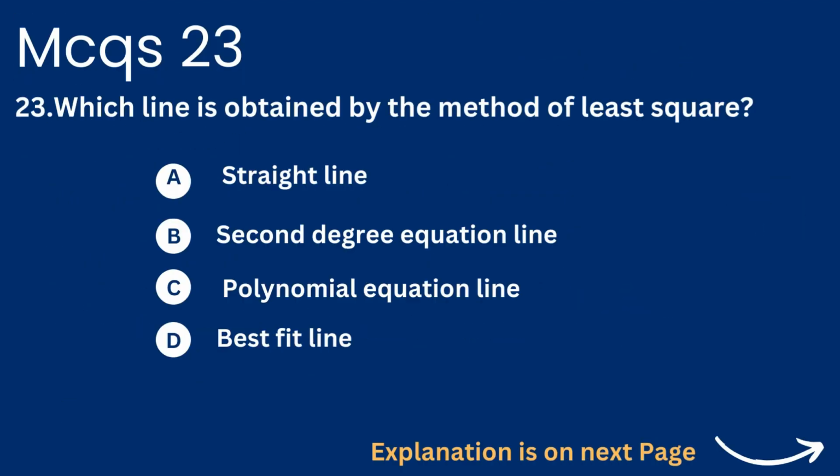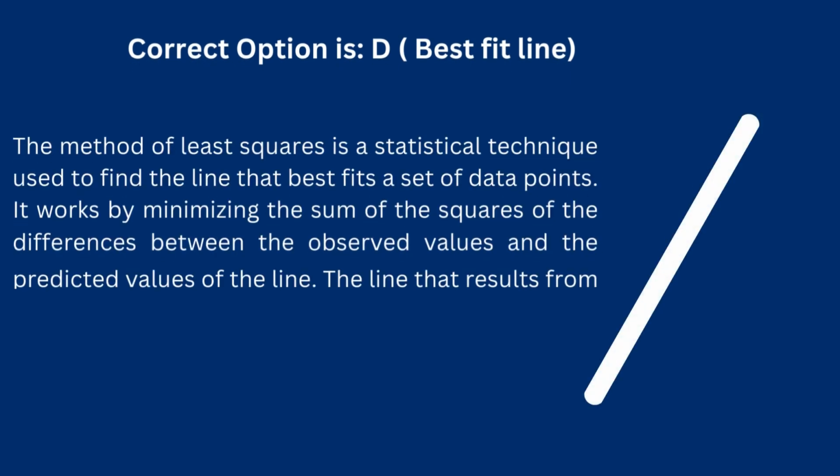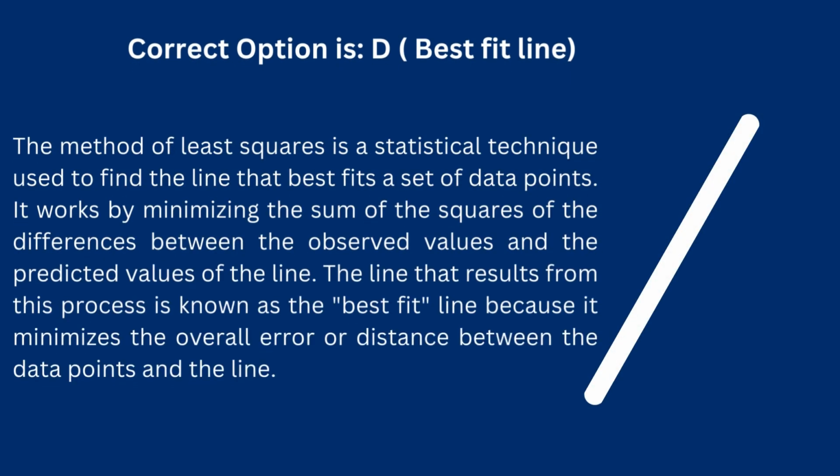Moving towards next MCQs. Which line is obtained by the method of least squares? Option A is straight line, option B is second degree equation line, option C is polynomial equation line, option D is best fit line. So our correct option is best fit line.